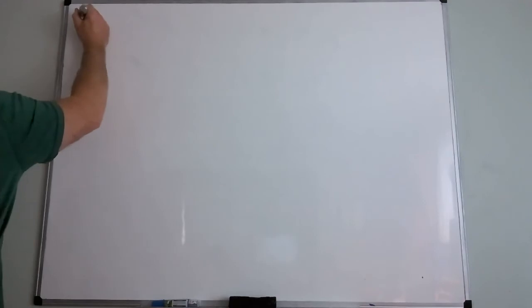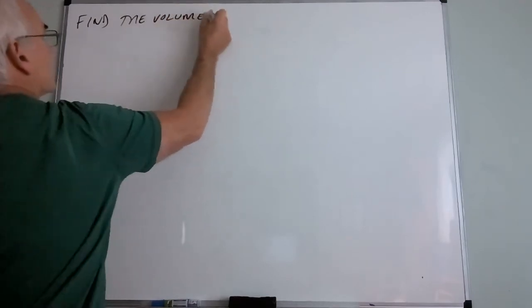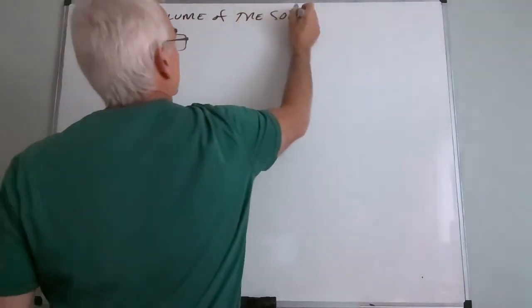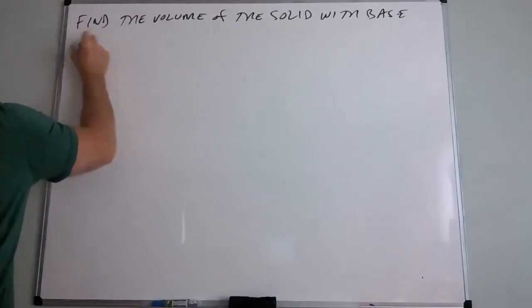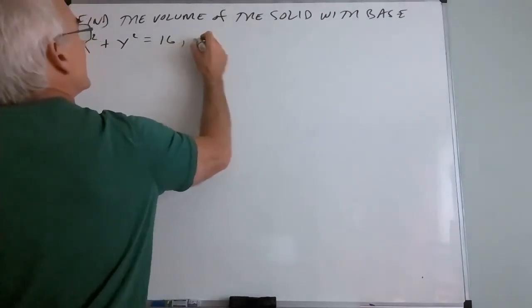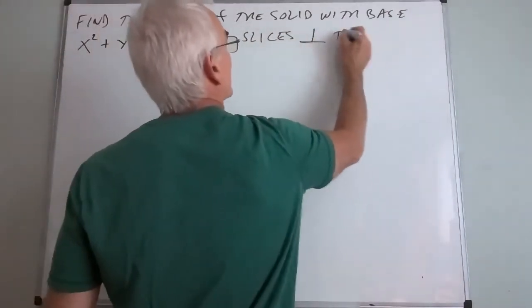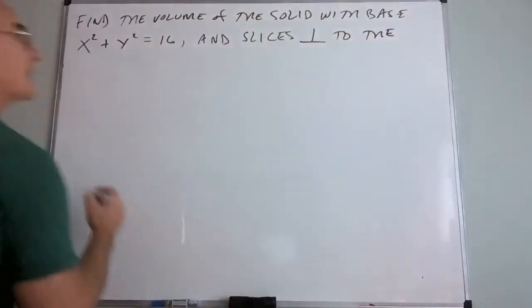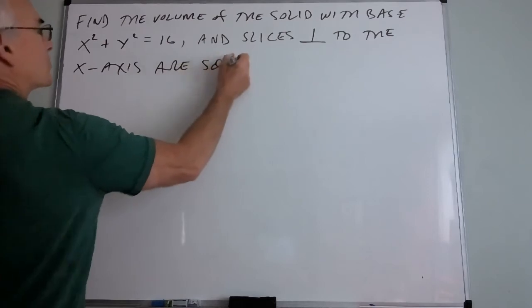Let's do it this way. Find the volume of this solid with base, keep it real simple, x squared plus y squared equals 16. And slices perpendicular to, let's say, the x-axis are squares.